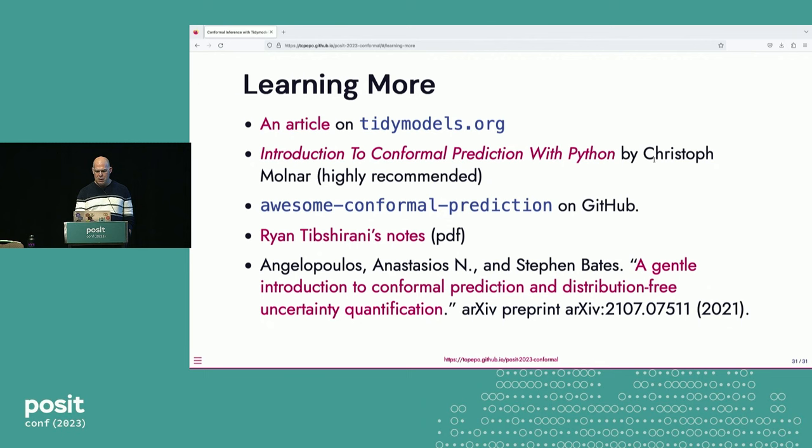If you're more of the statistical kind of person, Ryan Tibshirani has a really nice set of notes on the various methods and how they work. And then this awesome conformal prediction repo on GitHub has pretty much any reference that comes up ever. They'll list it there. So anyway, that's it. Thanks.